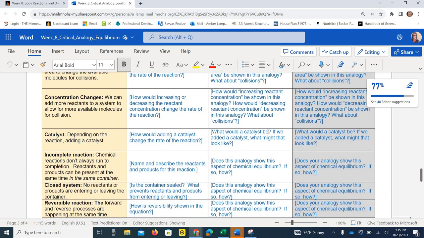The next one is concentration changes. How would increasing reactant concentration be shown in this analogy, and how would decreasing reactant concentration be shown in this analogy? And then what about collisions? So this one, I would say we're talking about one side of the escalator. So if you have people going up the escalator, and let's say that's my reactants, if I have far more people wedged into a smaller space, I'm increasing my concentration. If I have less people within that side of the escalator, that would be decreasing concentration. If I have more people on the escalator, you have more chance of people bumping into each other and having more collisions than if I didn't have that many people on there to begin with.